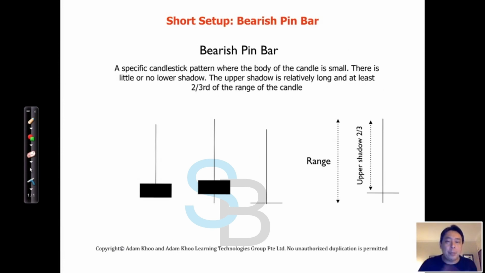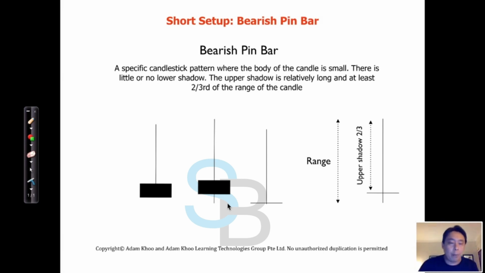So once again, the bearish pin bar is the opposite of the bullish pin. Three things we look at. Number one, we're looking for a small candle body where the color doesn't matter. It can be a bullish or bearish candle. We're looking for no lower shadow or small lower shadows, but very long upper shadows.